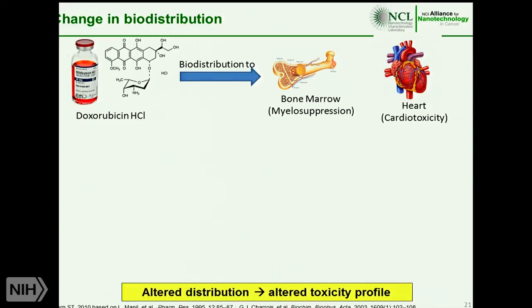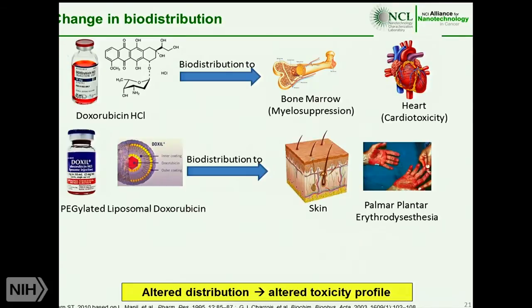However, when this drug is incorporated into a different nanoparticle platform, these particles may change the distribution of the drug. In the case of Doxil, which is pegylated liposomal doxorubicin, from bone marrow and heart, the drug moves into the skin. And as a result, Doxil has no myelosuppression and no cardiac toxicity issue. However, due to the accumulation in the skin, now it has a new toxicity known as PPE, or palmar-plantar erythrodysesthesia.